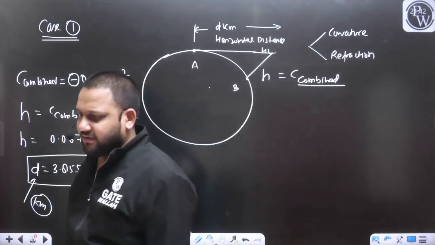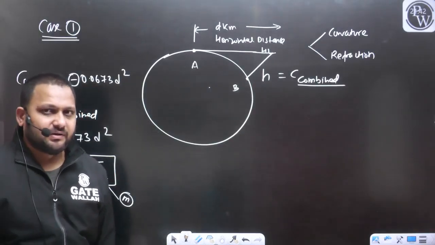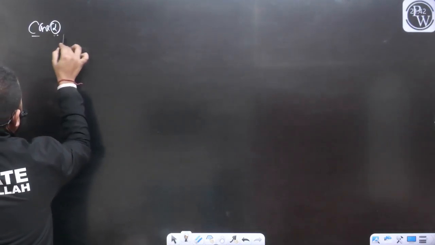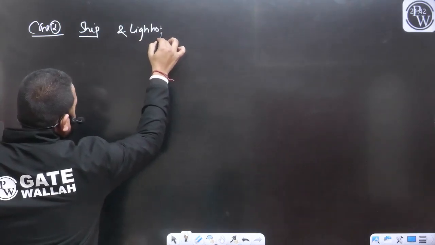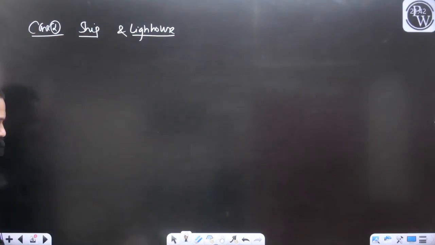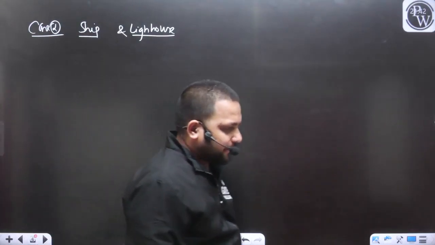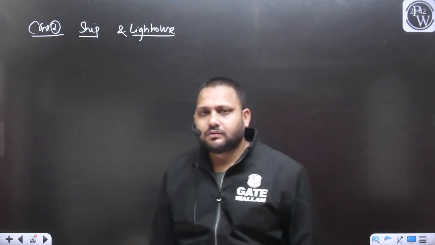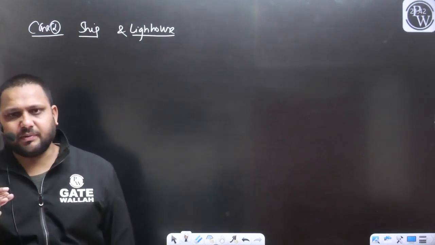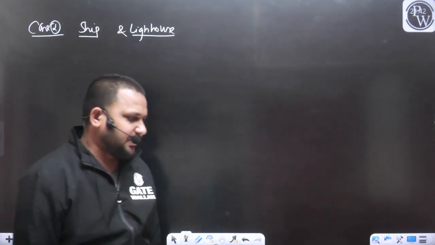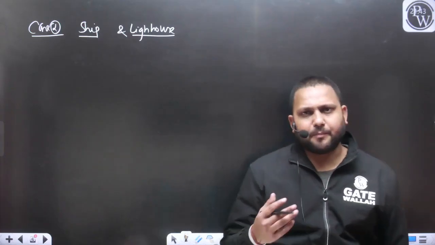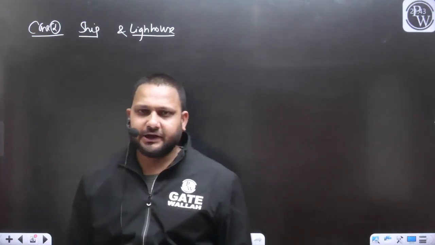So you must have listened about the practical problem. If I talk about the case 2, for example, there is a ship and a lighthouse. Ships are moving as per the direction provided by the lighthouse. Yes or no? So there should be proper coordination between the ship and the lighthouse. If we talk about the waterways, there should be a proper connection between the ship and the lighthouse, and there should be proper visibility so that they can communicate.